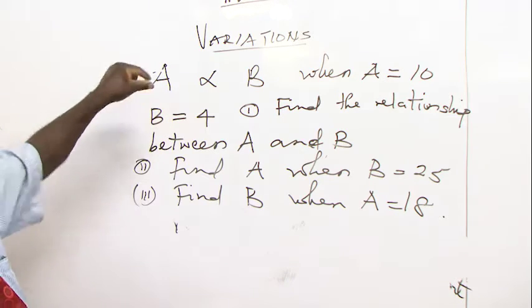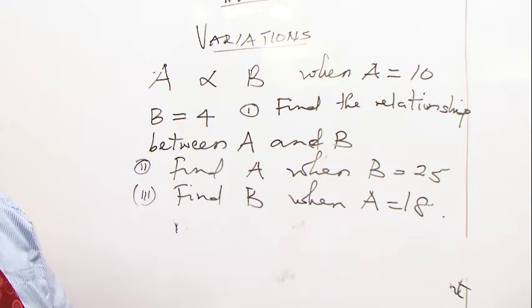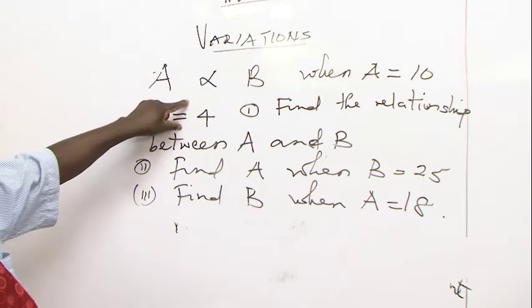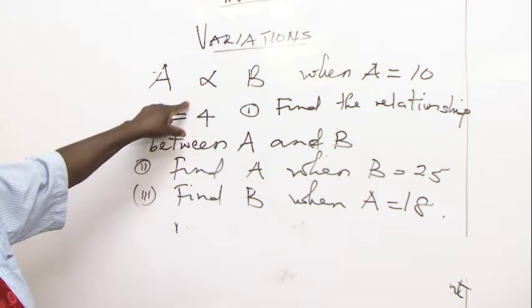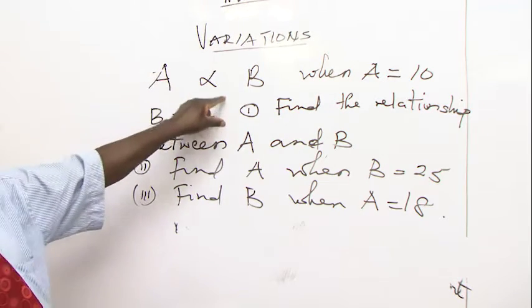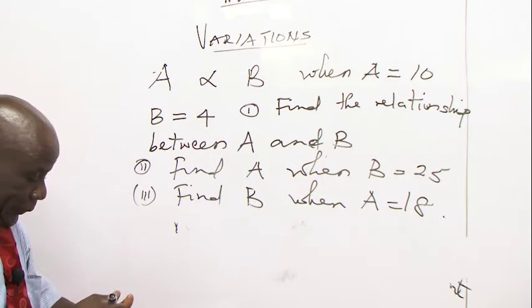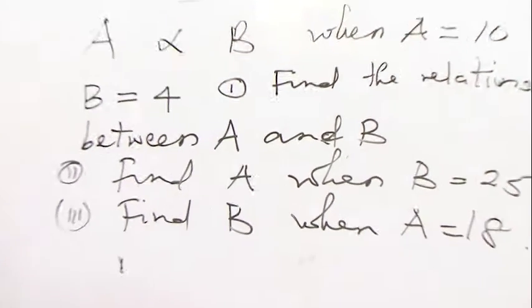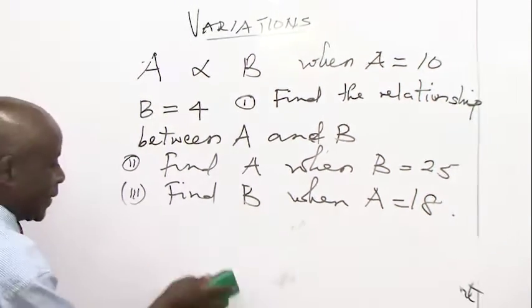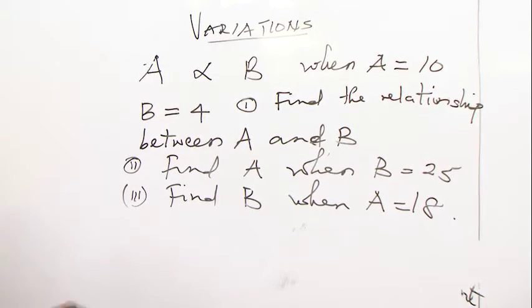By the time you are taking questions from your Becker, you will see that's how they write it. When you see it like this, it means A is proportional to B. Then they continue. Now the solution. Please, I want you to be careful. Solution.